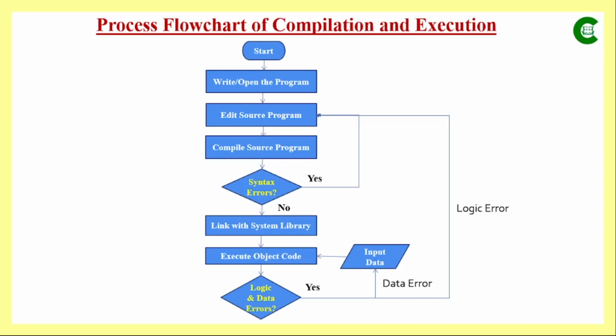And this time, if the input data is correct, we will not get any logical or data error. So our program will produce the correct output, which is as per expectation. And once that is done, we will conclude that our expected output and actual output are the same, so the program has been written, compiled and executed successfully. Now we can stop the process. So this is all about the compilation and execution of a C program in brief.